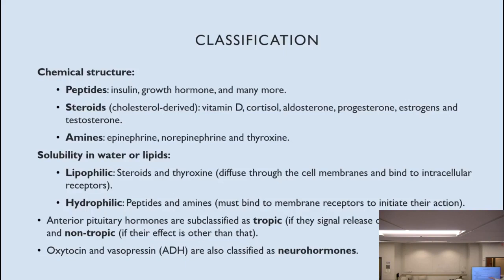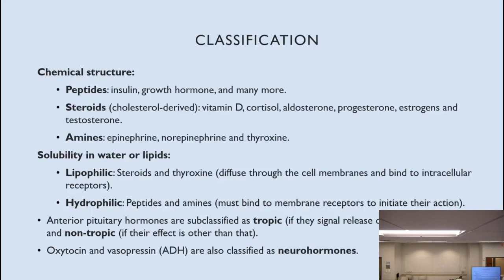another anterior pituitary hormone, prolactin. Do you think it stimulates the release of another hormone when it acts on the target tissues? No. It doesn't stimulate an endocrine gland. It stimulates an exocrine gland to produce milk. Okay, so it's non-tropic. That's the classification of that.